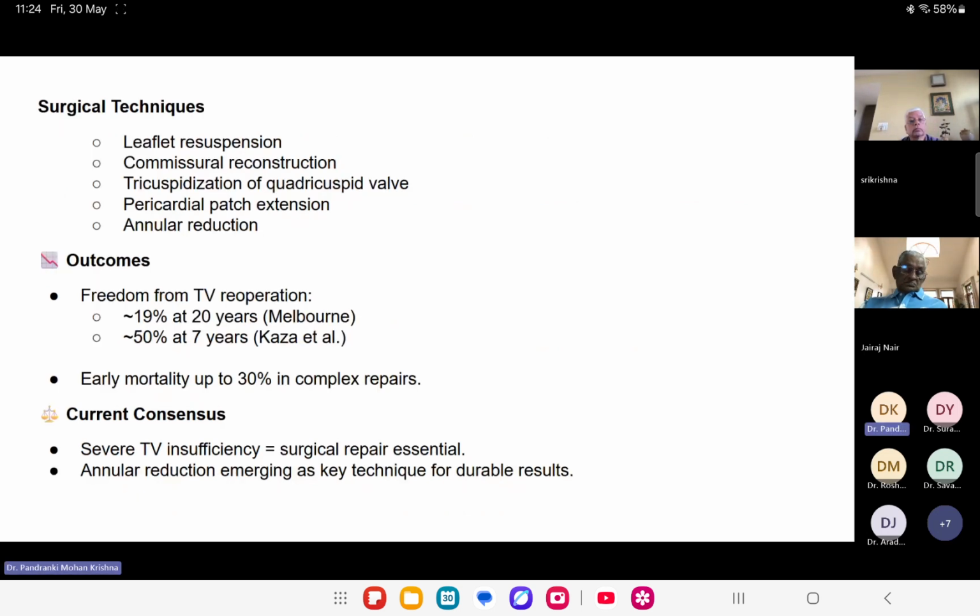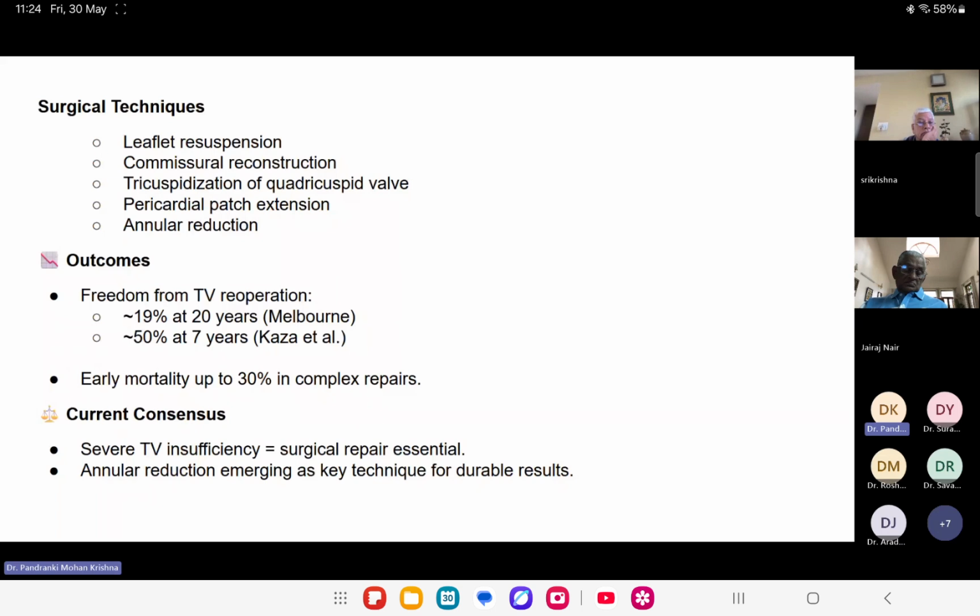Surgical techniques, usually what they are following outside, are leaflet resuspension, commissural reconstruction, and then tricuspidization of the quadricuspid valve, and pericardial patch extension, annular reduction. All these surgical techniques are being used for a truncal valve repair.